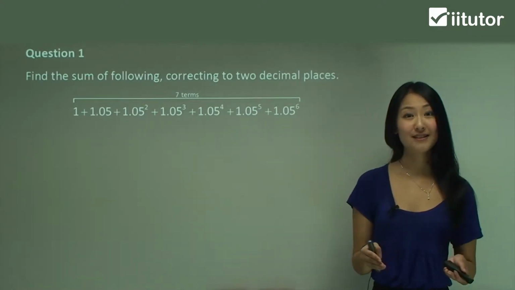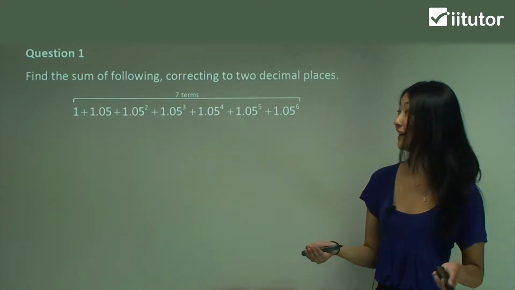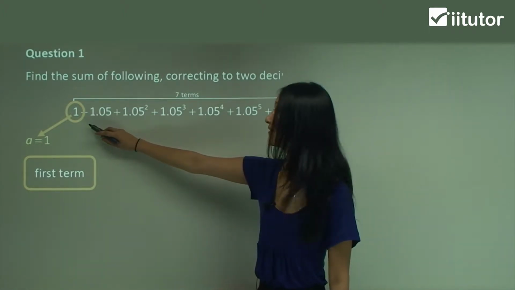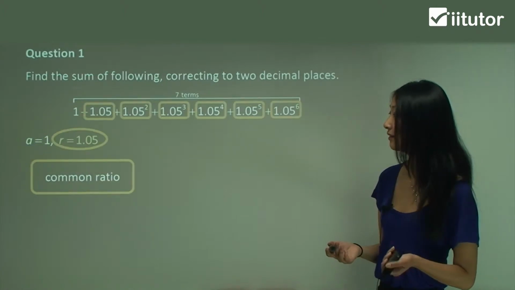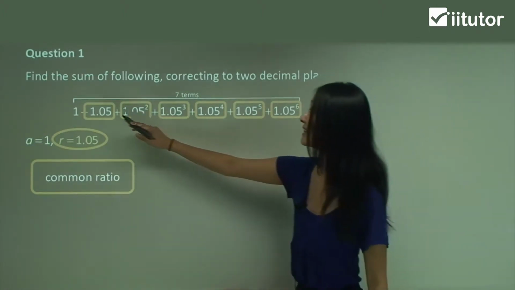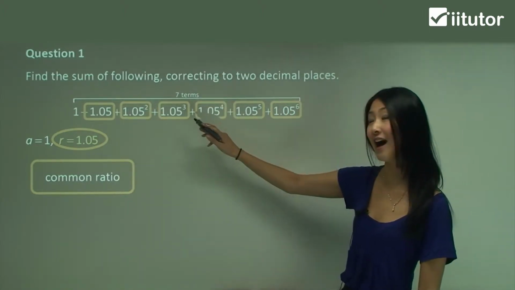Now, the first step I want you to do is find out a, what's the first term? Well, that's quite simple in this case. It's just going to be 1, isn't it? Now, what do you think our ratio is going to be? Good, exactly. It's going to be 1.05 because you can see that each term is being multiplied by 1.05.